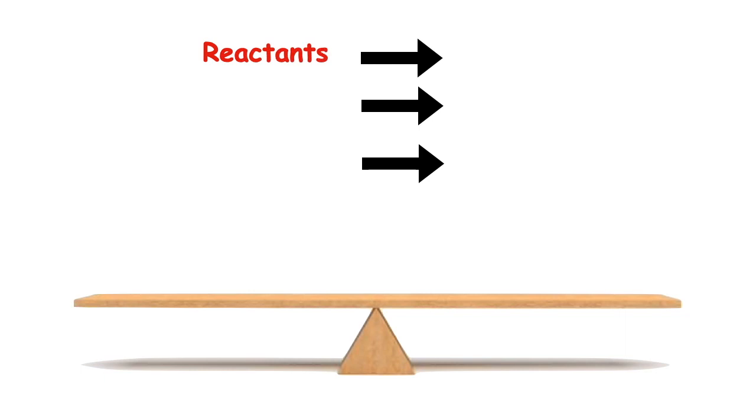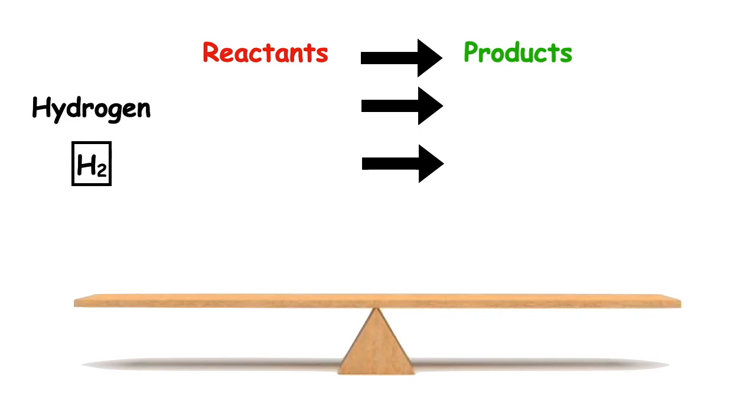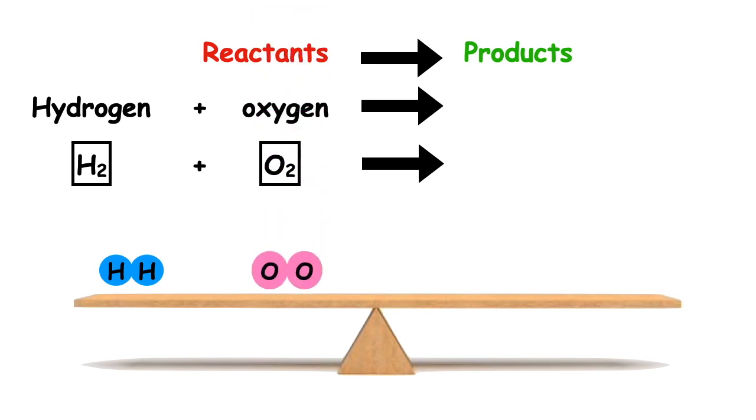Here's a second example of a balanced equation using the pictorial methods. We have hydrogen, which has the chemical formula H2, and we'll keep that in a box. And it reacts with oxygen, which has the chemical formula O2, and we'll keep that in a box. If we were to use pictures to represent that, 2 hydrogen atoms, which are chemically joined together, are represented by the blue circles, and an oxygen molecule, which is represented by the 2 pink circles.